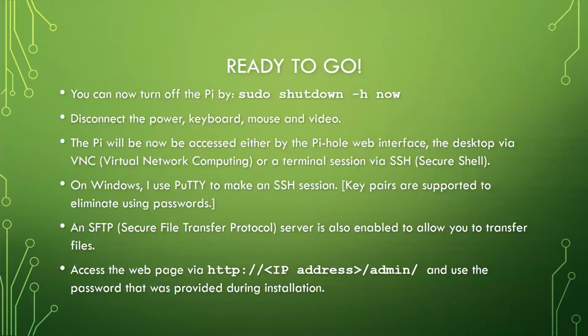I'm not sure if it's my unfamiliarity or whatever, but I'm unable to access it through the name. I need to use the IP address. So if you didn't write it down, you can't find it. There's a place to go on your router, I'm sure, which will show you which devices are connected and what their IP addresses are. So we'll need to use this URL and the password that we wrote down during installation.